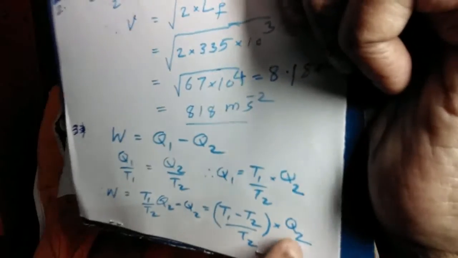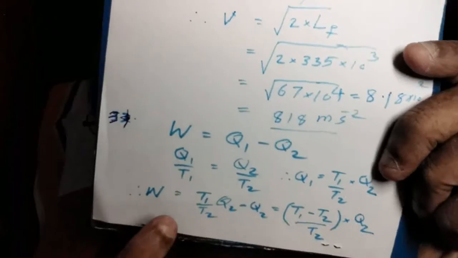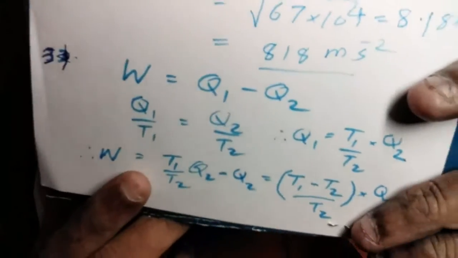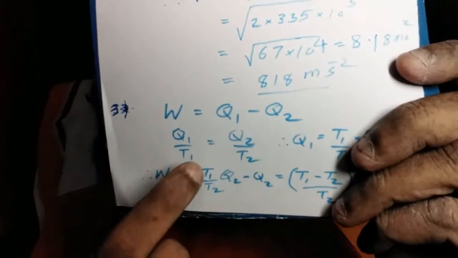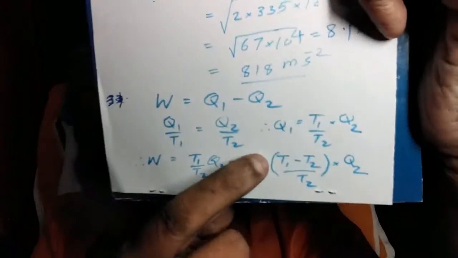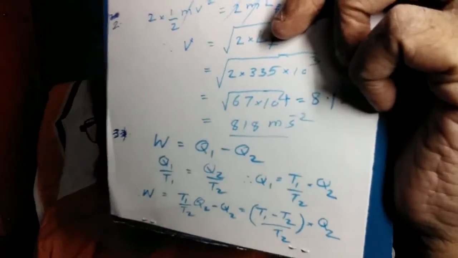Q2 is given in the question. So this is the answer. The work input required to run the engine as a refrigerator is W equals (T1 minus T2) by T2 into Q2. That is the answer. Another question.